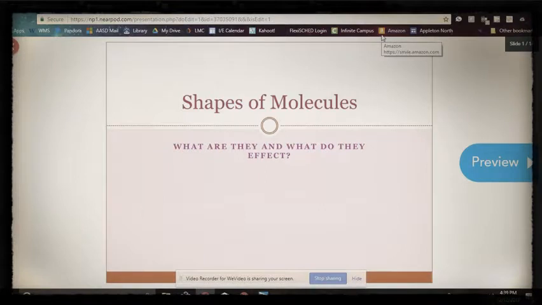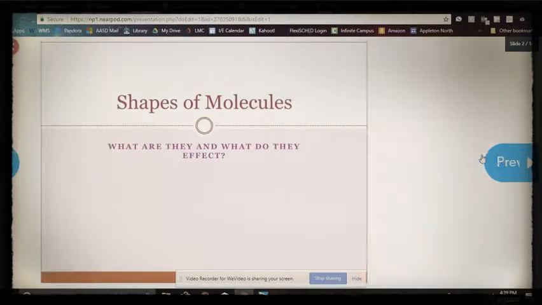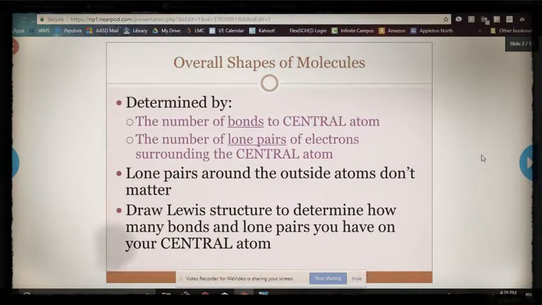So we're going to be looking at the shapes of molecules, what they are, and how they can have an effect on the molecule. Our shapes of molecules are going to be determined by the number of bonds to a central atom in that molecule, and also the number of lone pairs of electrons surrounding that central atom.